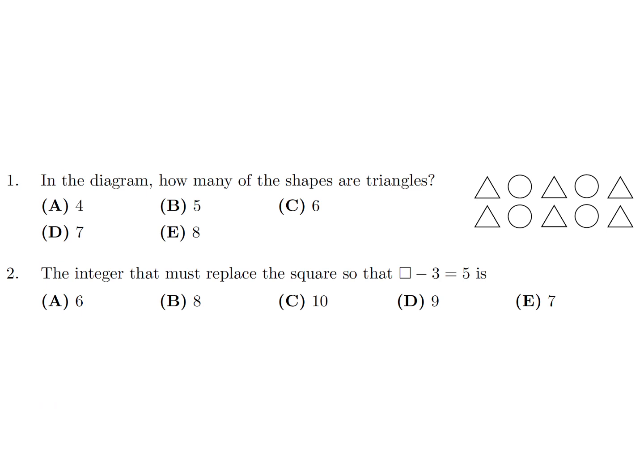In the diagram, how many of the shapes are triangles? So this is a simple counting question. You got 1, 2, 3, 4, 5, 6. 6 of them are triangles.